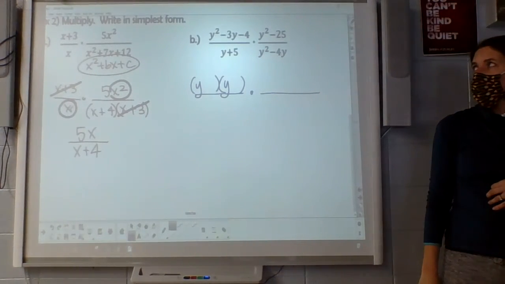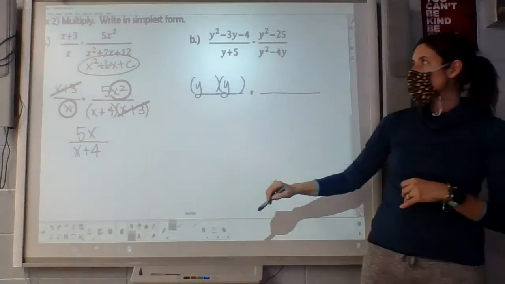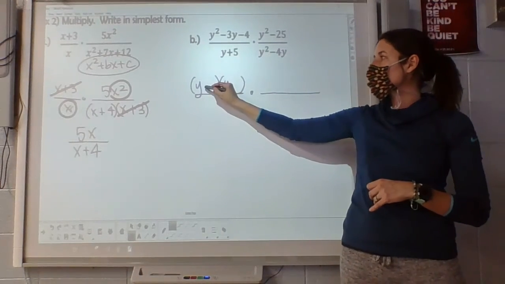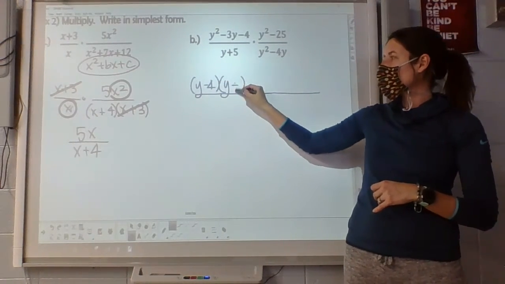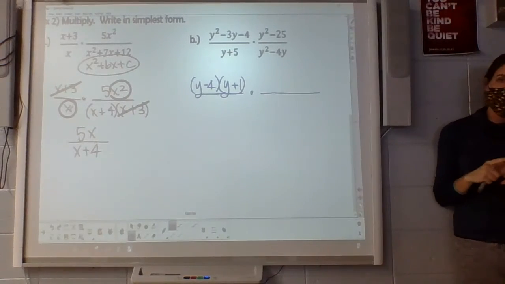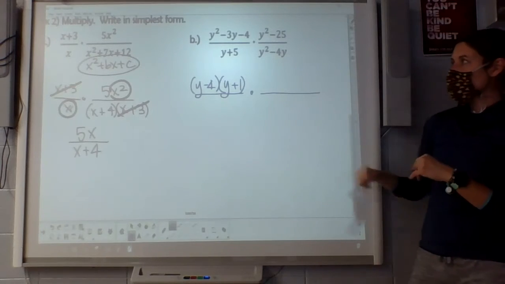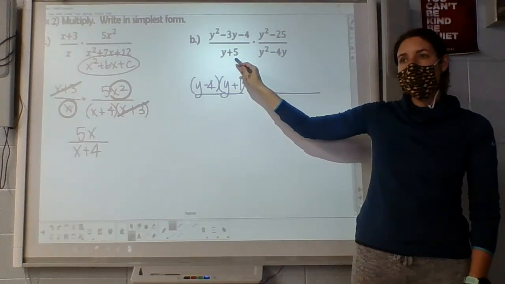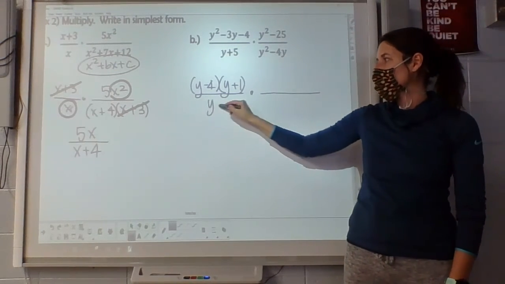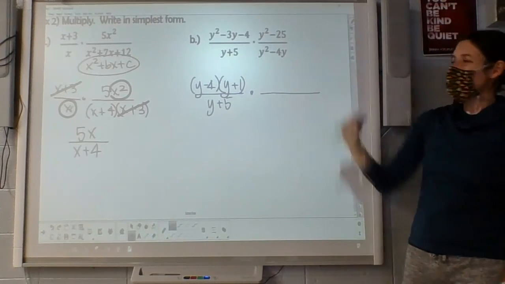4 and 1, 2 and 2. We want to add to get -3. So -4 and +1 will multiply to give me -4, but when they add, it gives me -3. How about y plus 5? That can't be it. It's factored just like that. Okay, how about this one?